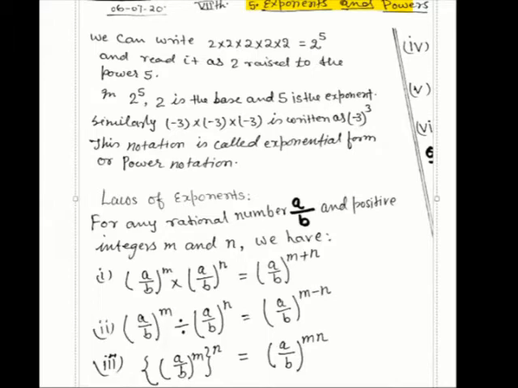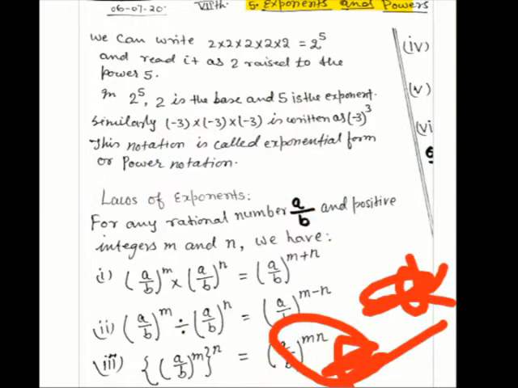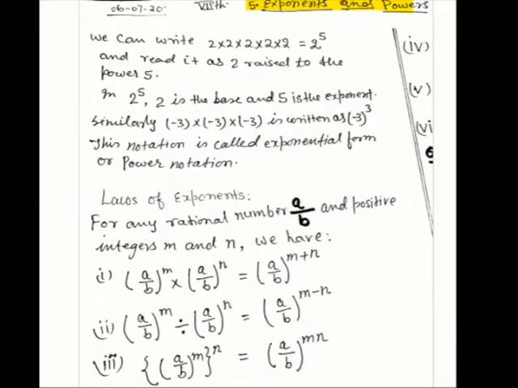As you have read in class 6, we can write 2 into 2 into 2 into 2 into 2, that is 5 times 2 multiplied, shortly as 2 to the power 5.